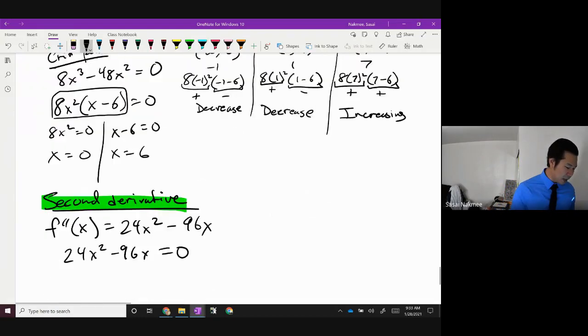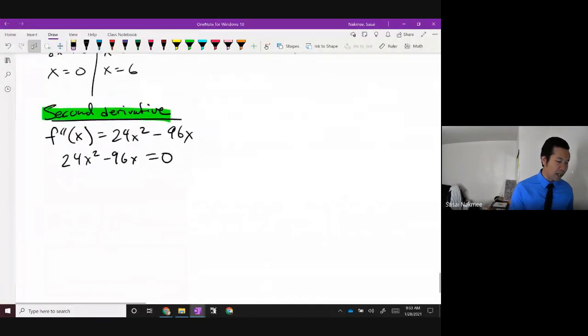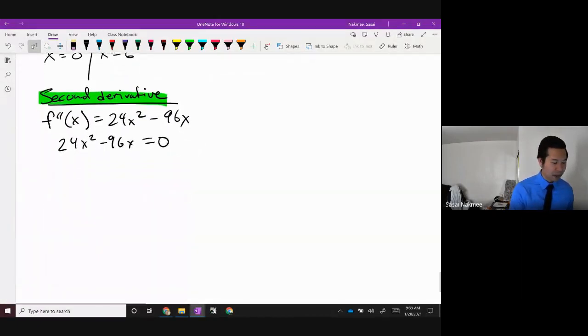After that, we took the second derivative, right? And we were about to work on figuring out any possible points of inflection, right? Do you guys remember that?